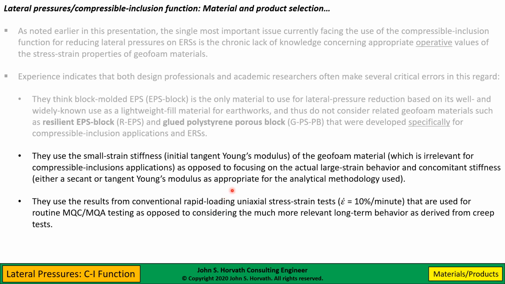The third mistake is that results from conventional rapid loading tests, which are very, very rapid, strain rates of 10% per minute, are used to design compressible inclusions. Now, these very rapid strain rates are fine for doing quality control, quality assurance testing of the material. But if you're looking to see how this material behaves in 5 years, 10 years, 100 years, the modulus you measure in a 10% strain per minute test is clearly irrelevant, and you're not going to pick up any of the creep behavior.